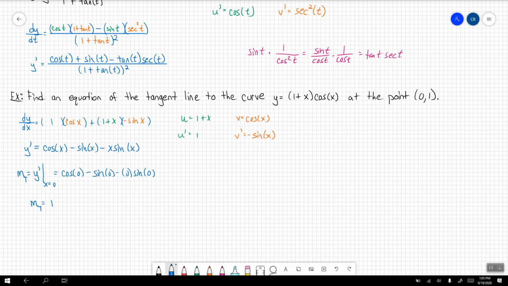Well, that's pretty cool, because now we get to use the point slope form so that we can extract the equation of the line. So y minus y1, again that's from the ordered pair, is equal to m, which is the slope that I found of the tangent, times x minus x1. x1 is 0, which means the equation of the tangent line is just y is equal to x plus 1.